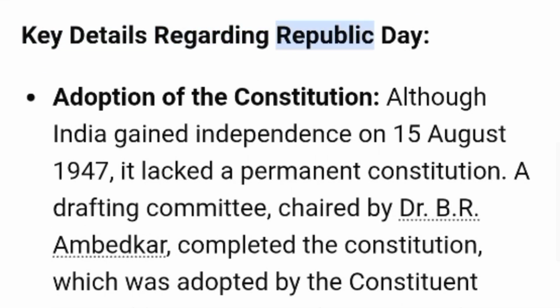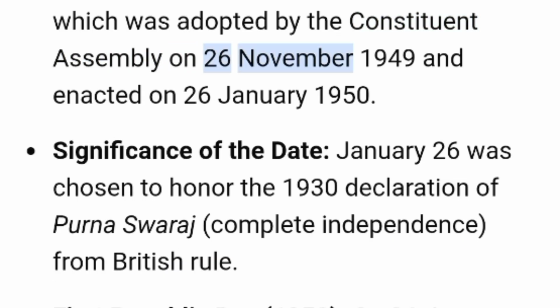Key details regarding Republic Day. 1. Adoption of the Constitution. Although India gained independence on the 15th of August 1947, it lacked a permanent constitution. A drafting committee, chaired by Dr. B.R. Ambedkar, completed the constitution, which was adopted by the Constituent Assembly on the 26th of November 1949 and enacted on the 26th of January 1950.